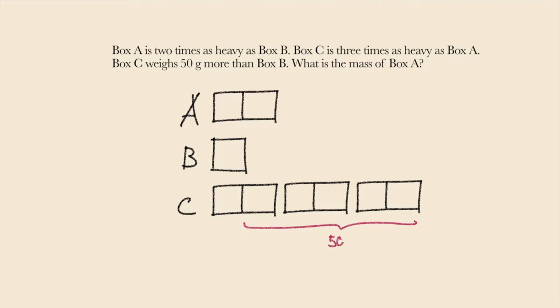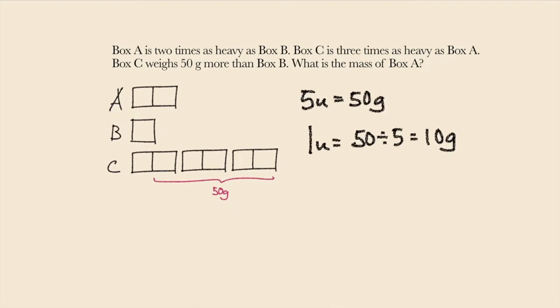Now, we are given that the difference between C and B is 50 grams. So in terms of the diagram, the difference here is 5 units. And that represents 50 actual grams. So forming an equation, 5U is 50 grams, 1U is 10 grams. What is the mass of A? That's 2 units, therefore 20 grams is the answer.